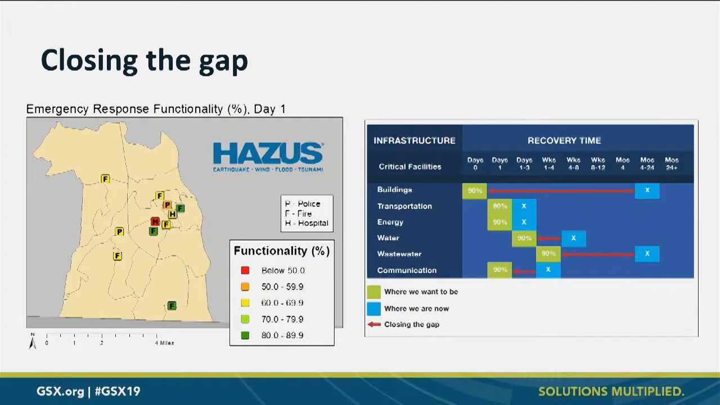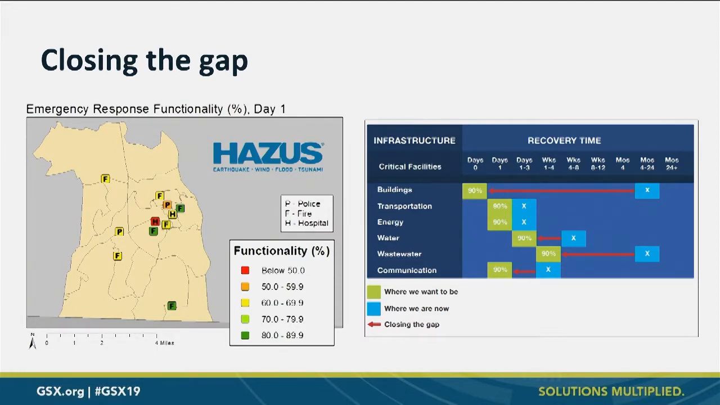So now that we got to this point, we were able to go back to the NIST performance goals tables and identify the anticipated performance of our structures. So our community stakeholders said we want the gas stations open by day 3, but our HAZUS results show that that's probably not realistic.